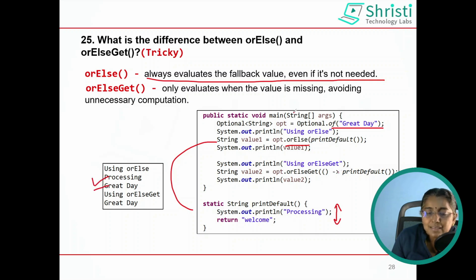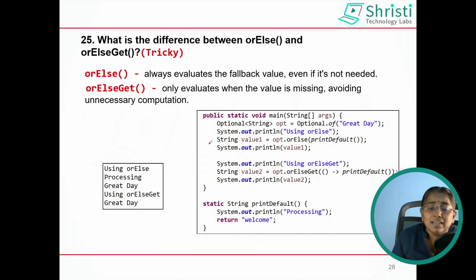Coming to orElseGet, it only evaluates when the value is missing. That is when the Optional is empty, avoiding unnecessary computation. In this case, because the Optional is having a value, it will not even call the printDefault method. You will not see any println statement also. That is the biggest difference between orElse and orElseGet. orElse always evaluates the fallback value. orElseGet will call the fallback value only if it is required, only if the Optional is empty.